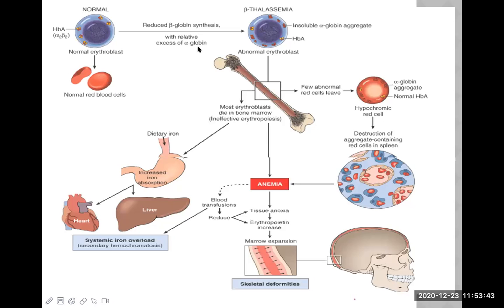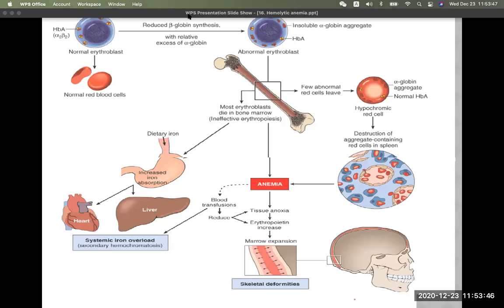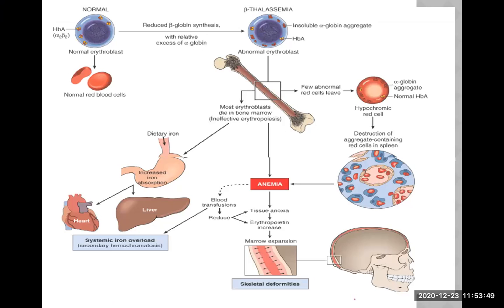When the beta globin chain is formed in a decreased amount, there is excess of alpha globin chain, and this leads to alpha tetramer formation inside the RBC, and this becomes the abnormal erythroblast now. We are talking about the erythroblast, which is a very immature type of RBC still present inside the bone marrow. Because this is abnormal, the bone marrow itself will remove them. This is known as ineffective erythropoiesis. So most erythroblasts die in the bone marrow, ineffective erythropoiesis.